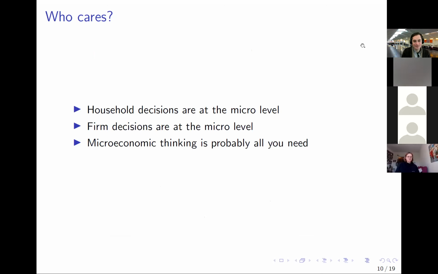Okay, so anyway, that's my pitch for this macroeconomic way of looking at the world. But who cares, right? I would guess that most of you will probably not go into a career as a macroeconomist. Maybe some of you will. You'll be making decisions for your household. You'll be working at a firm. All of those decisions are microeconomic.